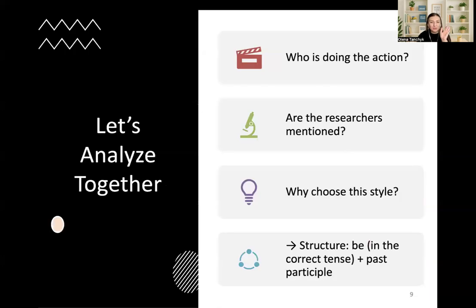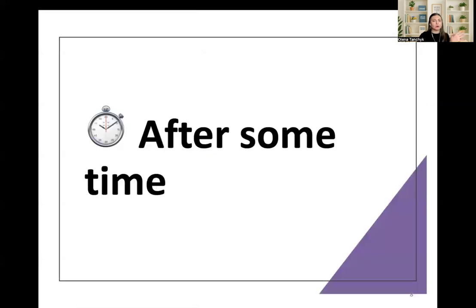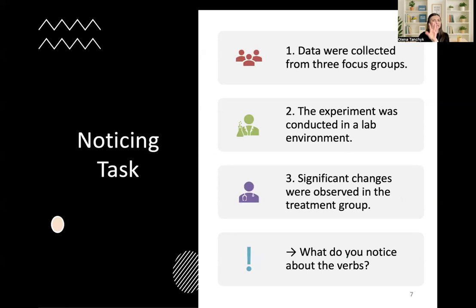So, in all these sentences, they have something in common. And based on what you have seen, we can say that we have a special structure where we don't know the doer of the action, okay? And all the sentences focus on what was done, not who did it. And this is typical in academic writing where the process and findings matter more than the person conducting the research, okay?